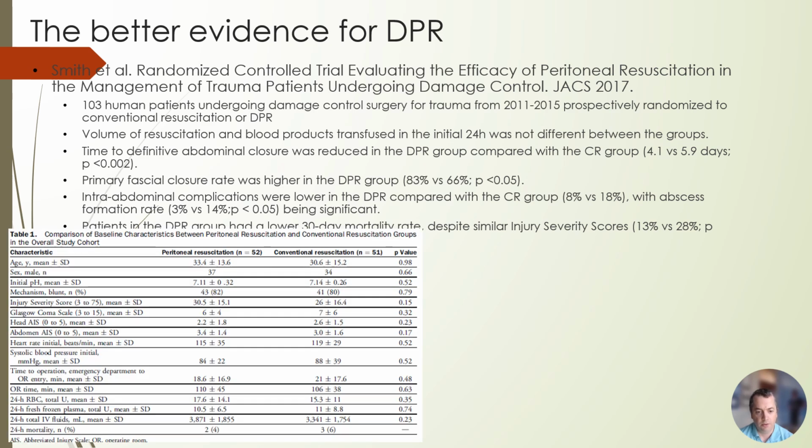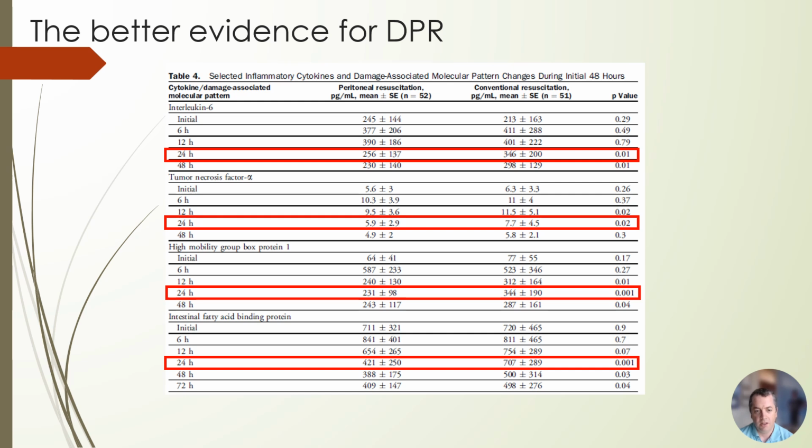And here are their table data. This was some of the other data that I was talking about, showing possibly blunted systemic inflammatory responses, reduced markers of inflammation like interleukins, TNF, etc.